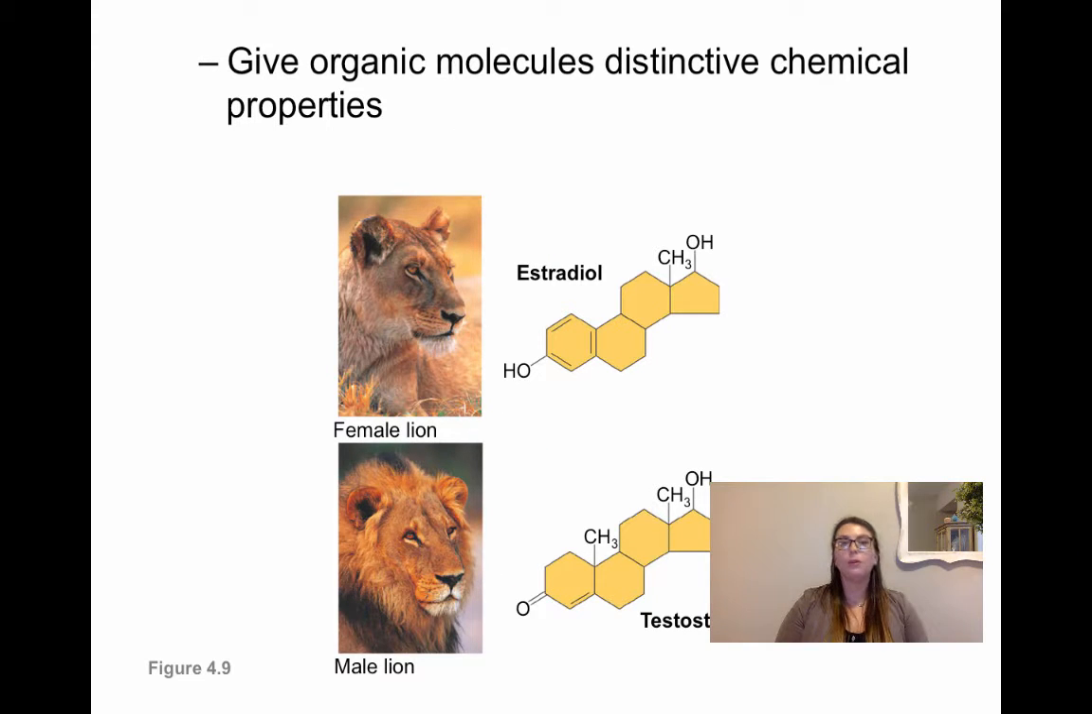All right, okay, and then hormones. And hormones give organic molecules distinctive chemical properties. So the main example of hormones that you would see in males versus females, of course, females have estradiol, which is a precursor to estrogen, and males have testosterone. Now, it's important to know that both males and females have both estrogen and testosterone.